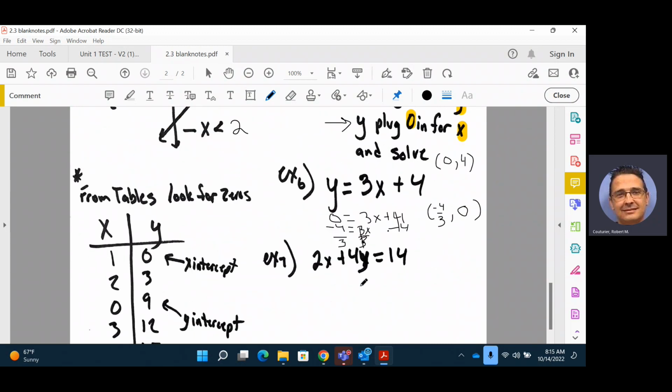So I'm going to write this equation once. I'm going to plug a 0 in for y. I know this whole thing turns to 0. 0 times 4 is 0. All right, that just kind of goes away. I'm left with 2x equals 14. I can divide by 2. X equals 7. All right, so when my y was 0, my x was 7. There is my x-intercept.